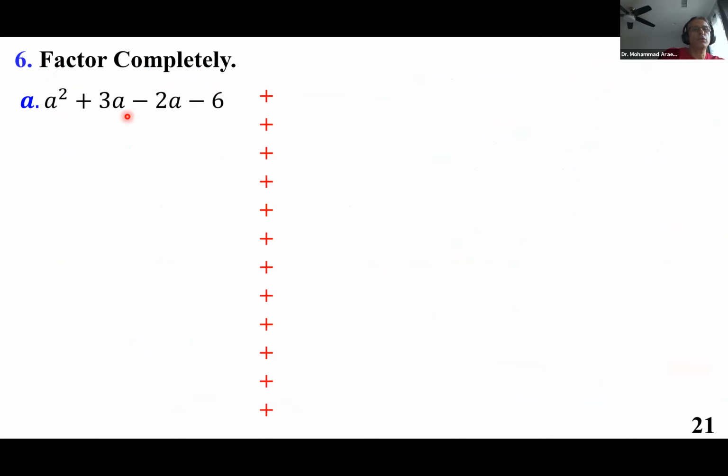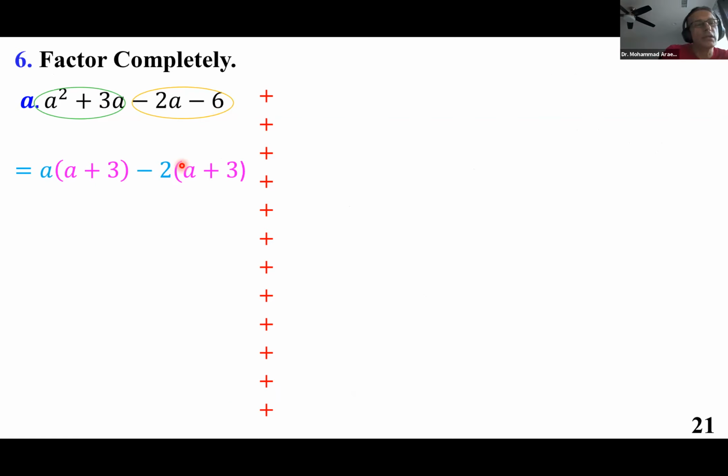We have 1, 2, 3, 4 terms. That means factor by grouping. The way the grouping works, do the first two and the last two together. If it works out, fine. If not, the first and the third. If not, the first and the fourth. So let's put the first two together and the last two. This a comes out. This one, negative 2, comes out.